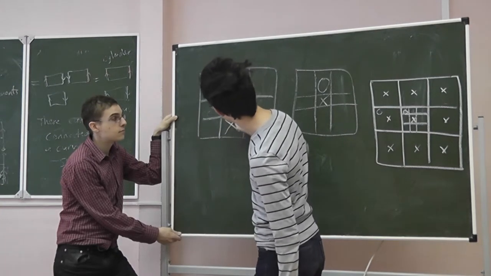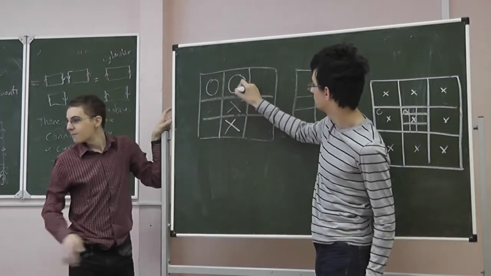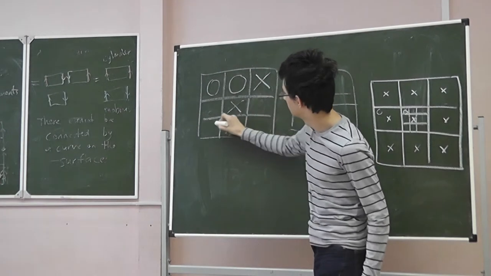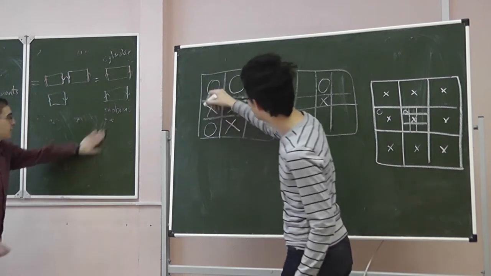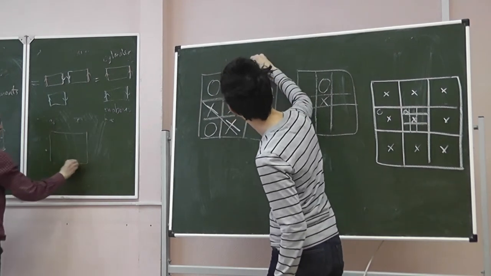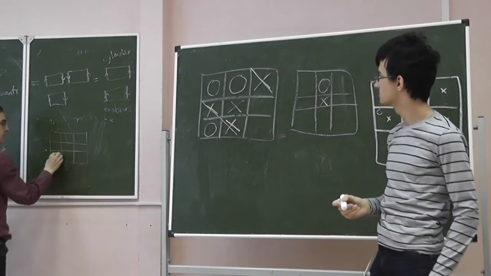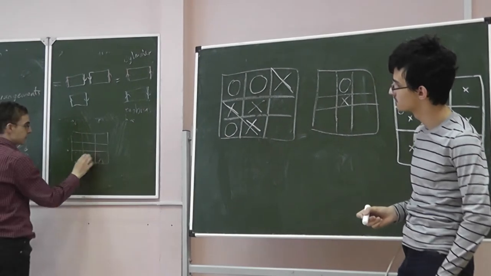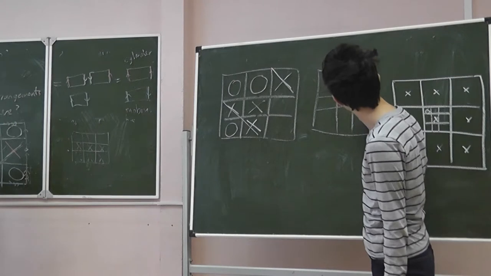If I put it like this, then the zero must be here. May I just pause? Everyone, how many ways are there to win a game of Noughts and Crosses? Anyone. Yeah, I won. Here is one way to win Noughts and Crosses. Here is another way to win Noughts and Crosses. So how many ways are there?